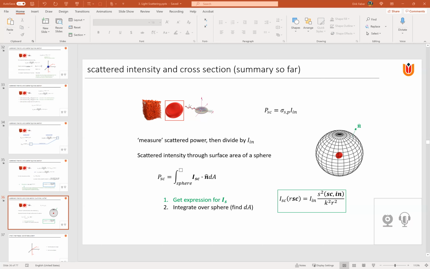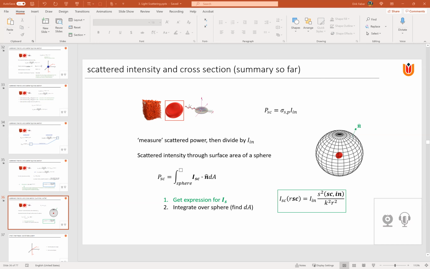The scattered power through the surface of a sphere can be calculated by taking the scattered intensity and filling it into that integral and solving that. And what we did until a few slides ago is derive a general expression for the scattered intensity. So this was the recipe, and the result of the first step, get an expression for scattered intensity, is shown over there.